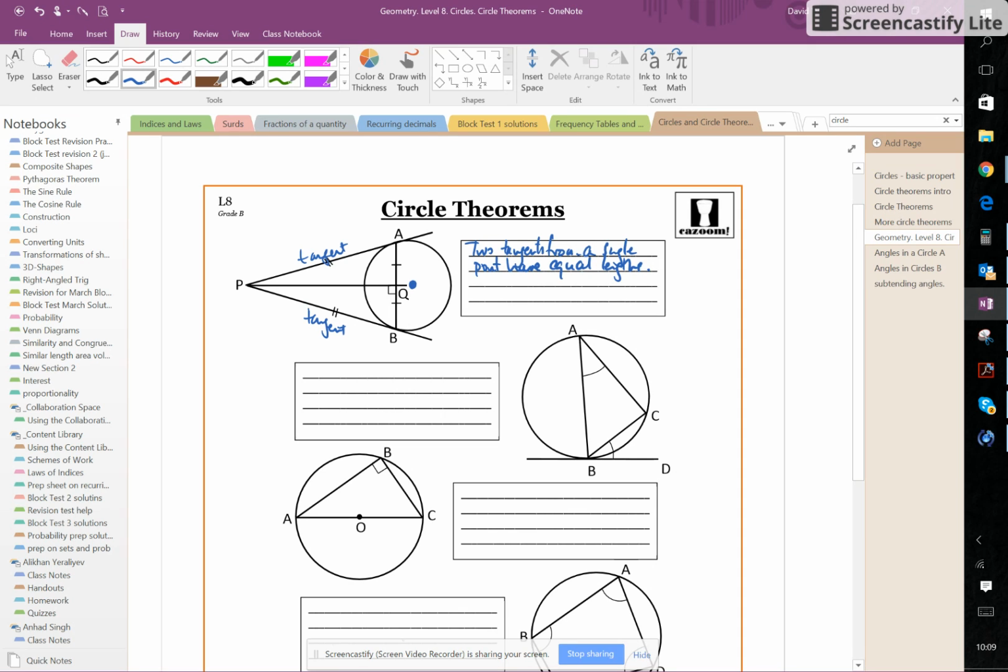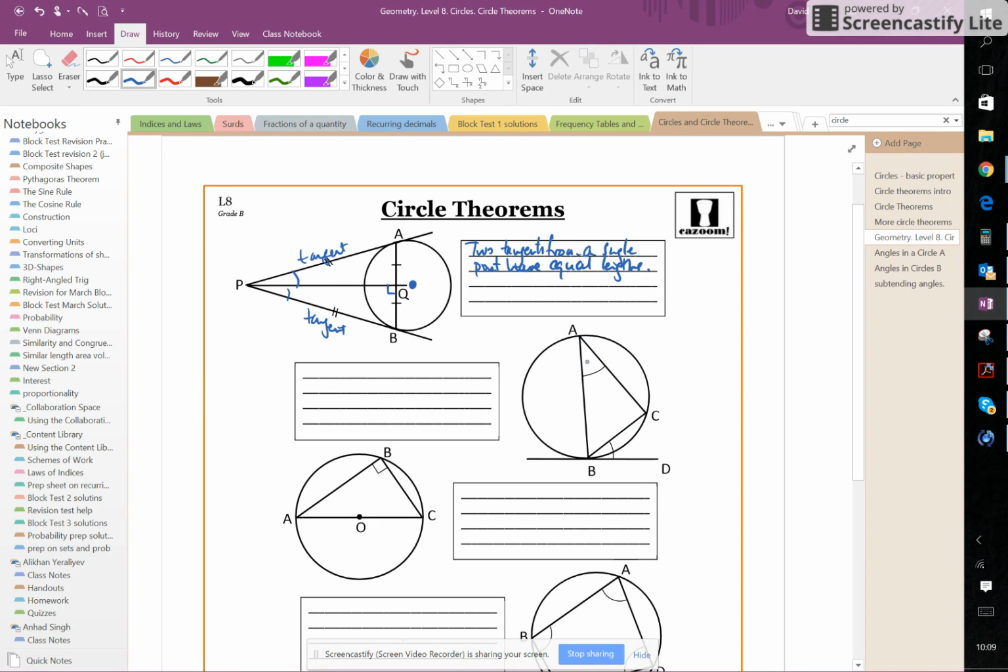Okay, also notice that when we join those two tangents together and we split this line, this chord that's created, in half, this angle is split in half and it creates a right angle here. Okay, we need to remember that as well. Okay, let's do the second one.